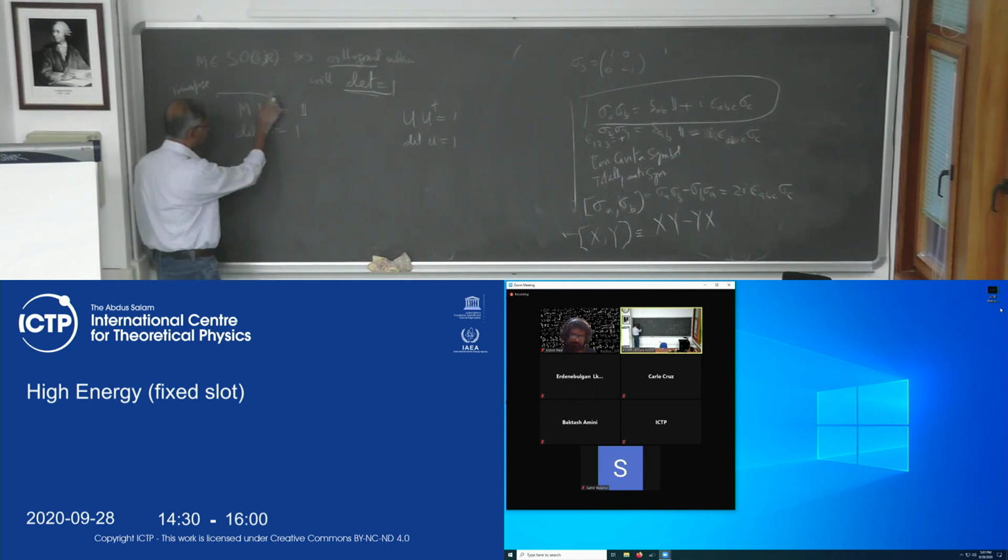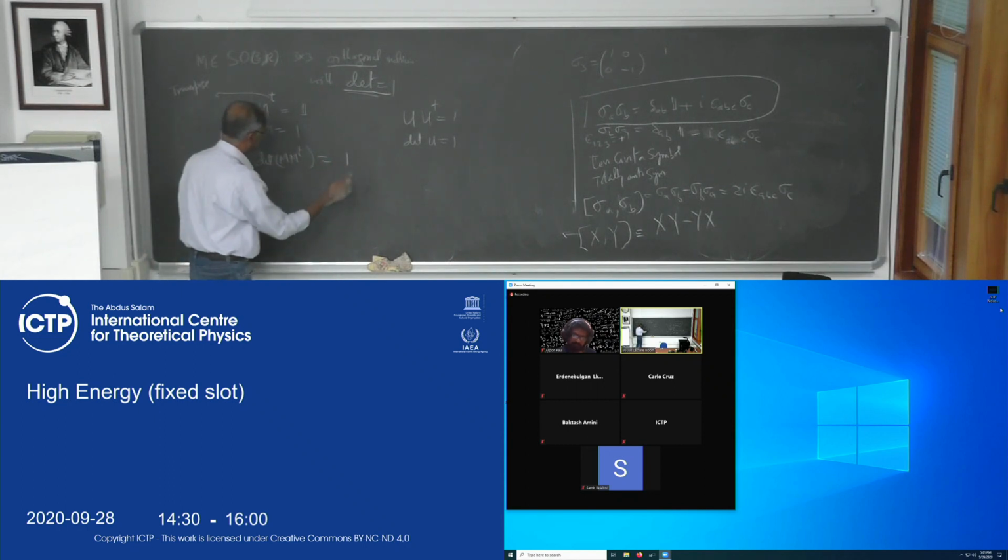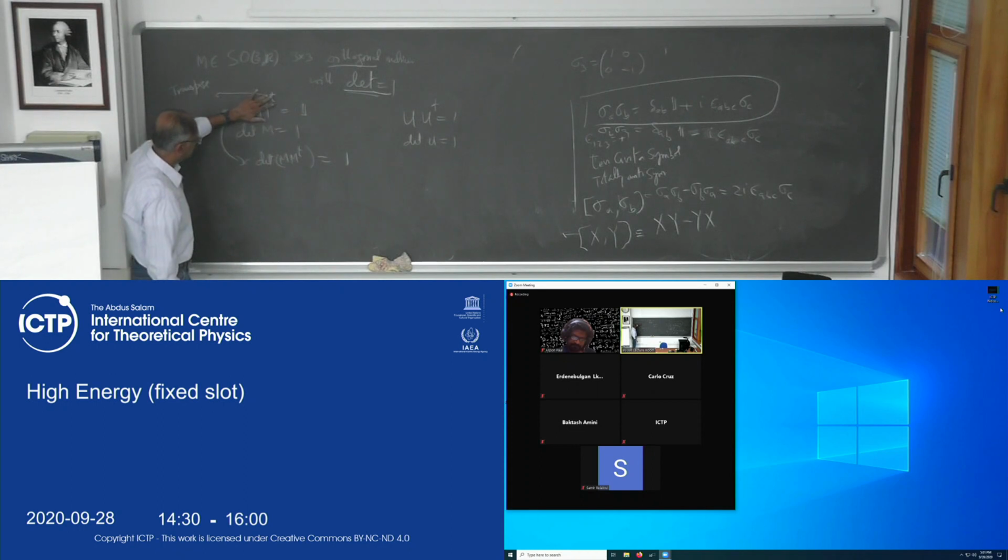If you look at the determinant of this equation, so take the determinant of this equation, M M transpose equals identity. Determinant of identity is 1, so that's that. So this already implies that, right? This is not a new condition. If I found an M which satisfies this condition, this is automatically true, right?